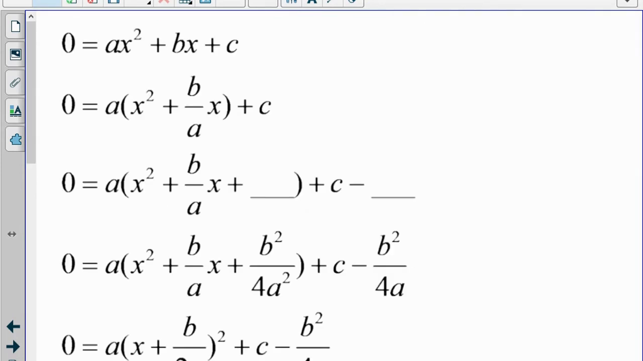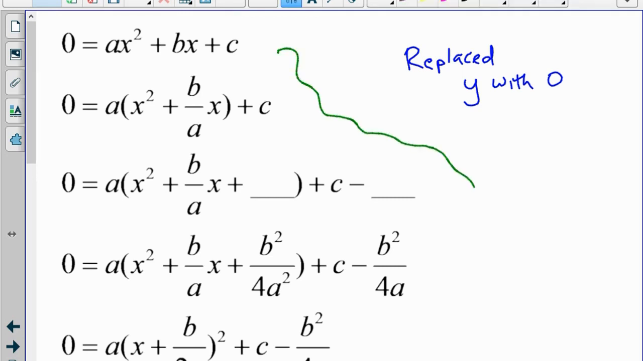Last thing I want to talk about. When you complete the square, I basically just copied everything from the front, except I replaced y with 0. What I'm about to show you is a proof of the quadratic formula. So the entire first part here, all the way down to what you can see at the bottom of the screen, is exactly what we've just done. This is completing the square, except I replaced y with 0.